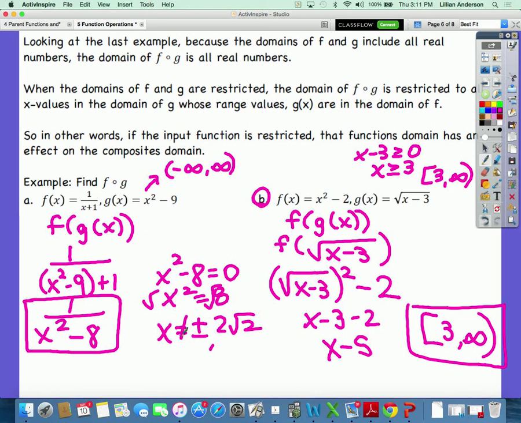Which way do you want to write it? Probably the easiest way, because all you do is write in what you just found. And x is an element of all real numbers.